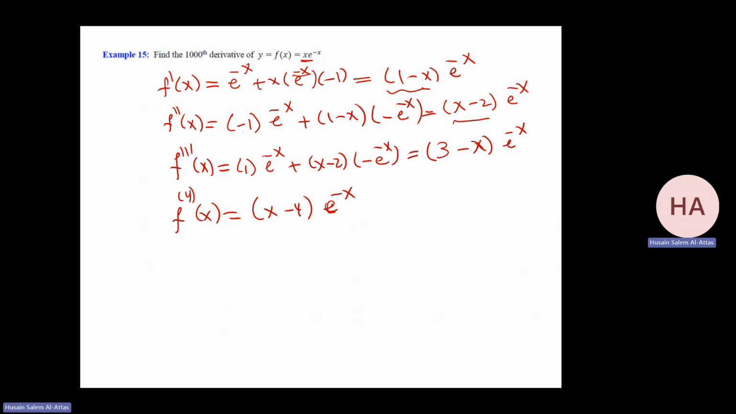Okay. So if the power is even, it's x minus the number, times e to the minus x. If the power is odd, it will be the number minus x, times e to the minus x. I think it's very clear. So what will be the 1000th derivative? It's an even one, so I'll follow the even pattern, like 4 and 2. So it's x minus the number, and now the number is 1000, times e to the minus x. So that will be my answer.